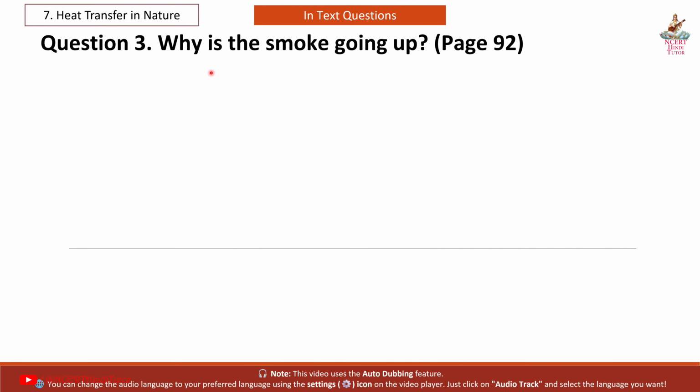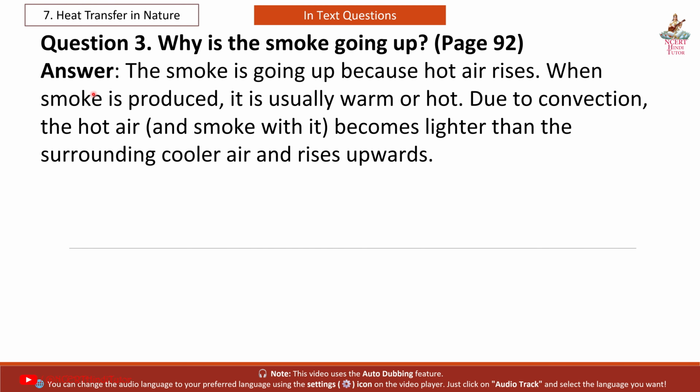Next question: Why is the smoke going up? Page 92. Answer: The smoke is going up because hot air rises. When smoke is produced, it is usually warm or hot. Due to convection, the hot air and smoke with it becomes lighter than the surrounding cooler air and rises upwards.